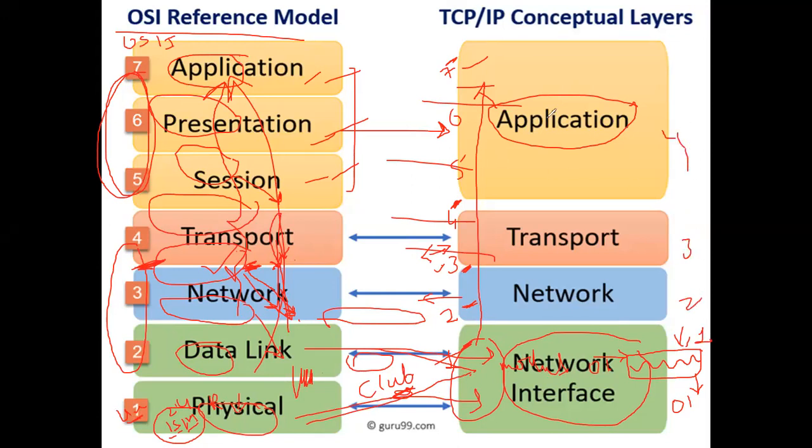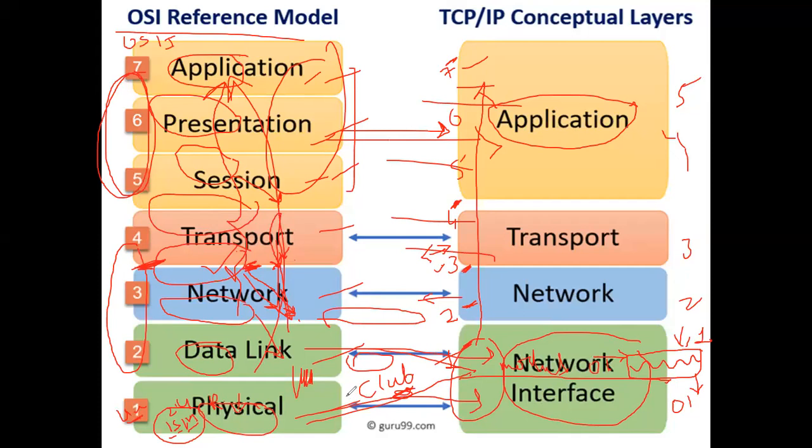In some books you will find it is also 5 layers, because they have not clubbed the data link layer and physical layer, and they show it in this manner only. So: physical layer, data link layer, network layer, transport layer, and these 3 layers clubbed together as the application layer. So in some books you will find 5 layers also. That is also okay, not a problem.